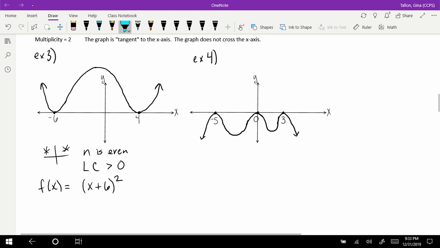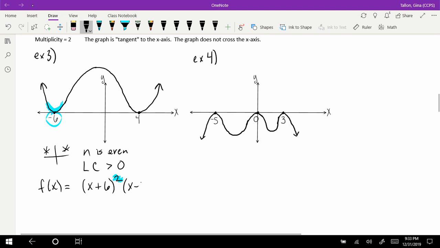This little behavior of the graph right here with this little U shape indicates a point of tangency right here at negative 6. And a point of tangency is described using a 2 for your exponent right here on your factor. Multiplicity is a 2, which means the number of times the factor is going to reoccur is twice. So instead of writing the factor twice, I just put quantity squared, and that kind of makes good sense, I hope.